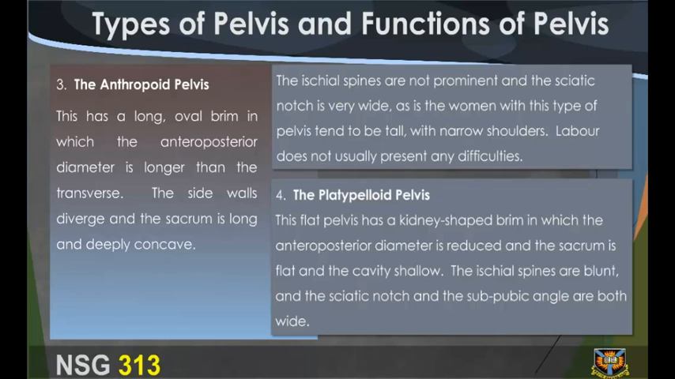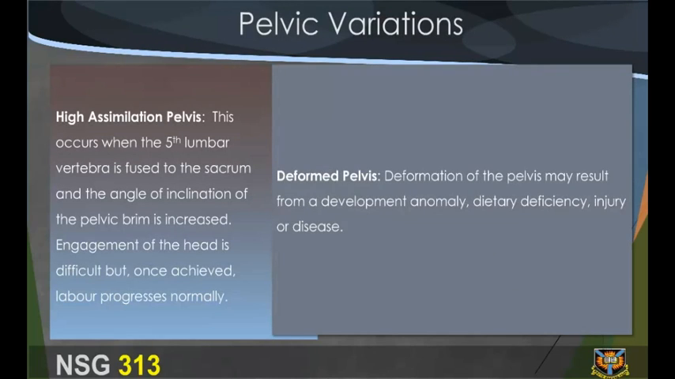Four, the platypelloid pelvis. This flat pelvis has a kidney-shaped brim in which the anteroposterior diameter is reduced, the sacrum is flat and the cavity shallow. The ischial spines are blunt and the sciatic notch and the subpubic angle are both wide. High assimilation pelvis. This occurs when the fifth lumbar vertebra is fused to the sacrum and the angle of inclination of the pelvic brim is increased. Engagement of the head is difficult, but once achieved, labor progresses normally.